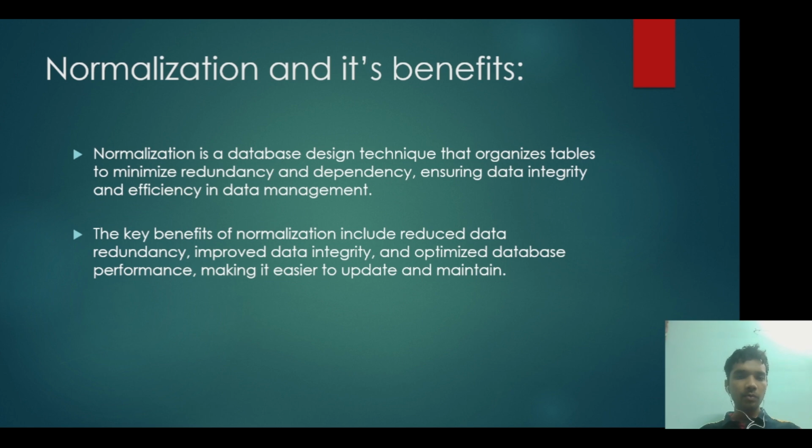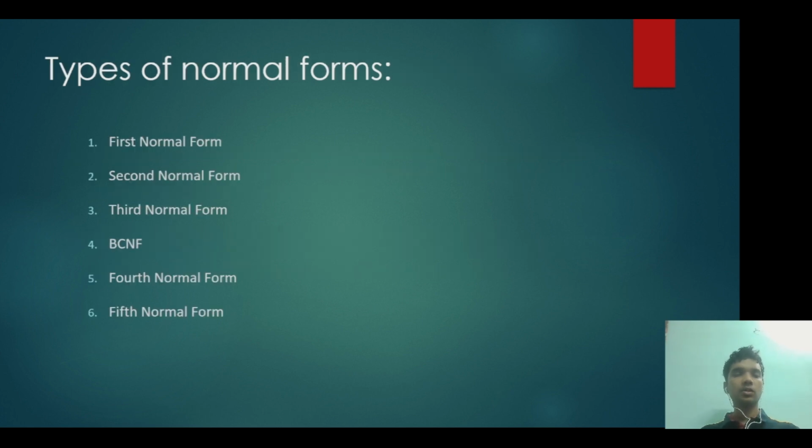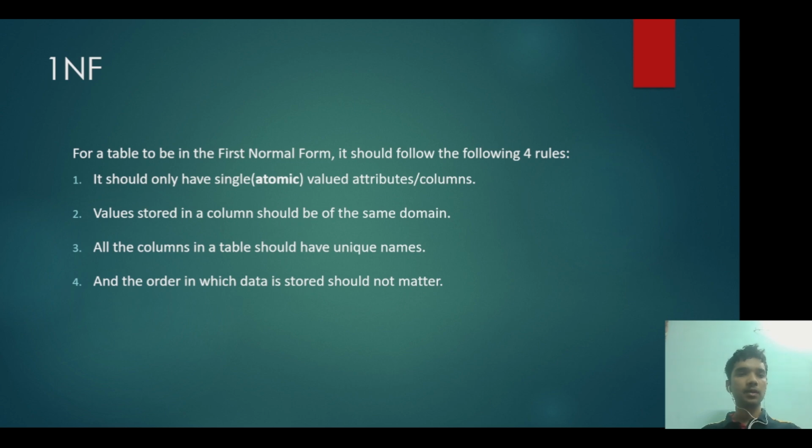The key benefits of normalization include reduced data redundancy, improved data integrity, and optimized database performance, making it easier to update and maintain. The different types of normal forms are first normal form, second normal form, third normal form, BCNF, 4NF, 5NF. Today we'll only learn about 2NF.